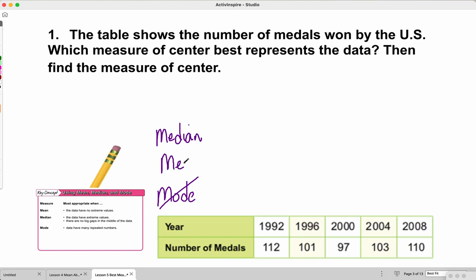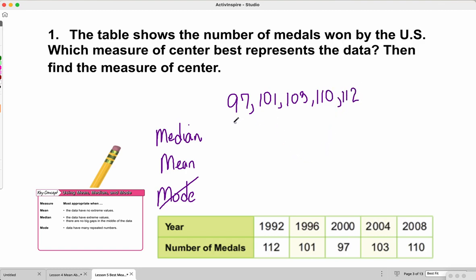One of the best things we can do to figure out if we have extreme values is to put the data set in order from least to greatest. That would also start us off easy if we have median, and it would help us organize our thoughts for mean. So it's a good data point. We say 97, 101, 103, 110, and 112.